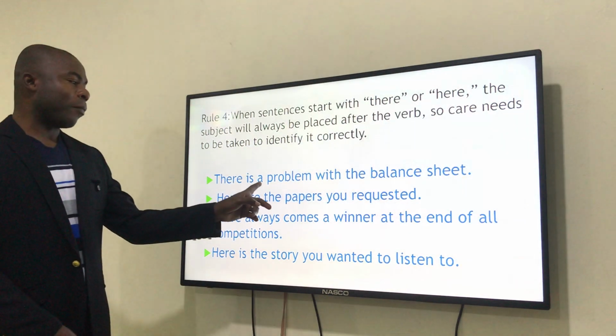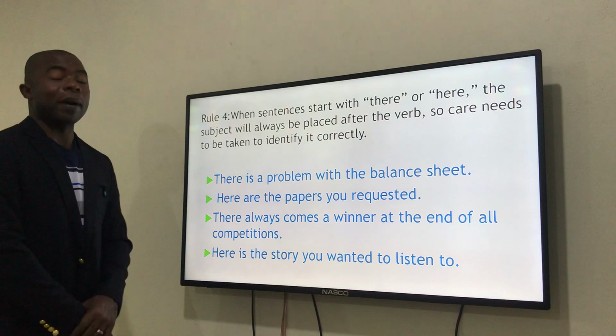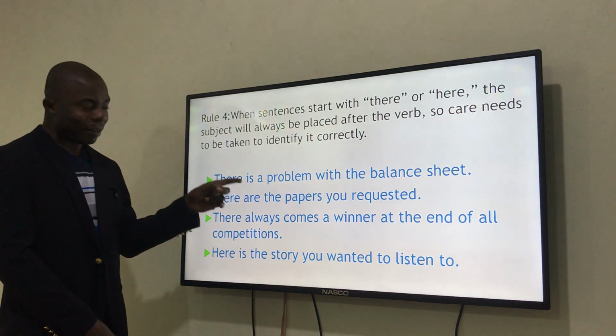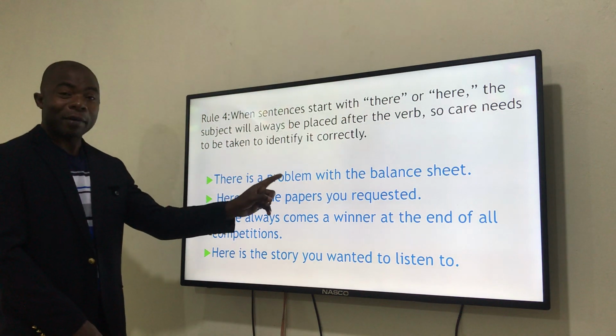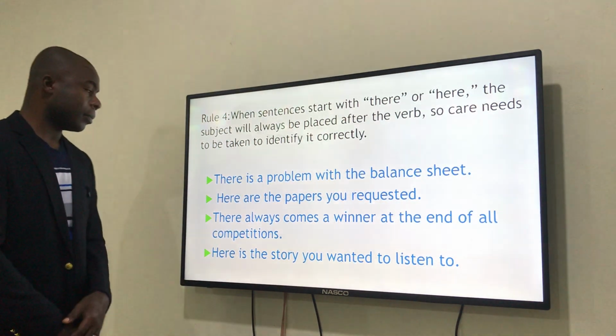If we have problems, for example, there are problems with a balance sheet. So the verb agrees with the number of the subject. There is a problem, there are problems.